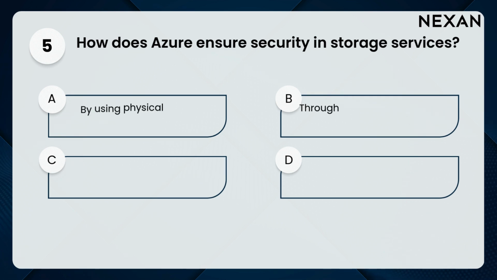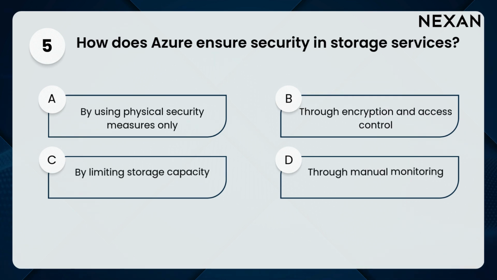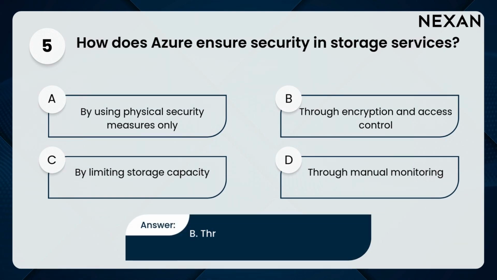5. How does Azure ensure security in storage services? A. By using physical security measures only. B. Through encryption and access control. C. By limiting storage capacity. D. Through manual monitoring. Answer: B. Through encryption and access control.